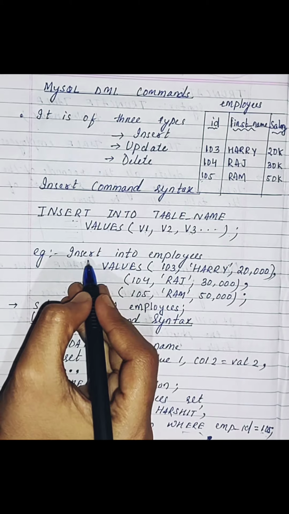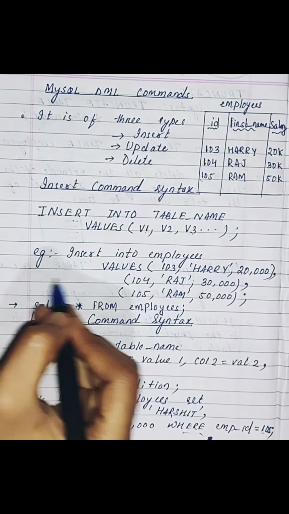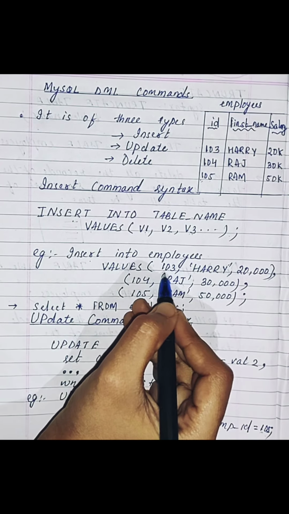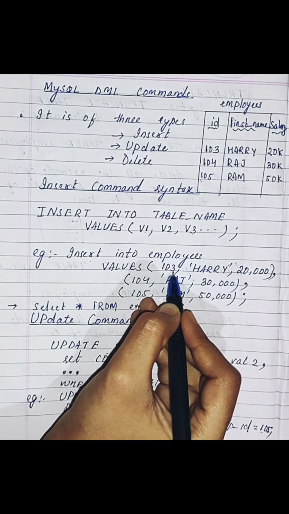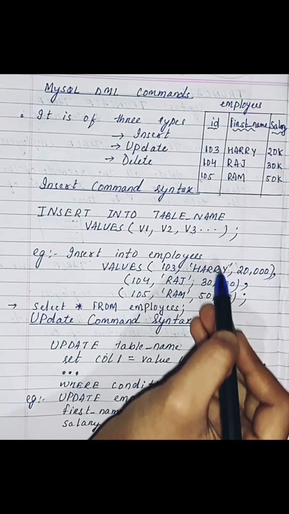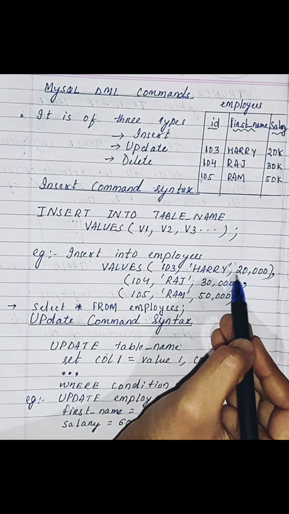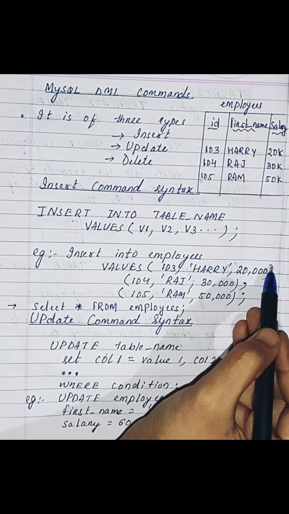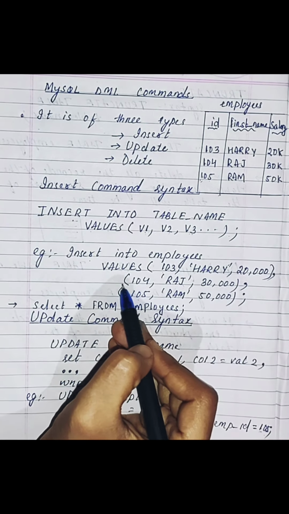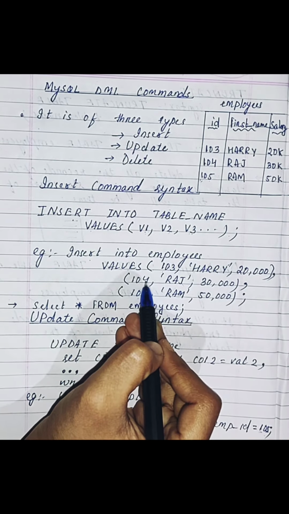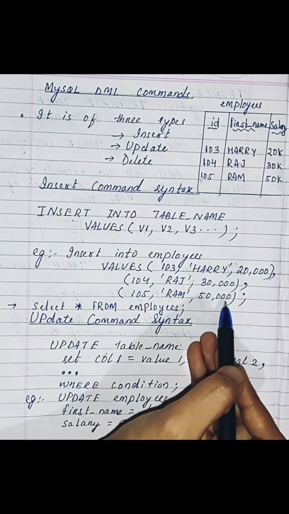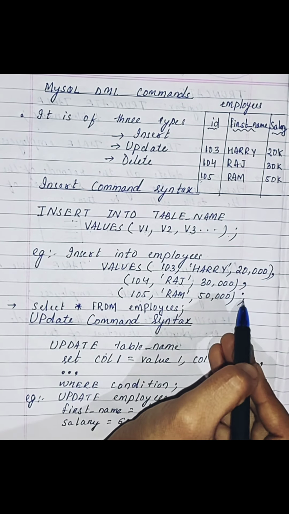Now moving ahead to the example, that is INSERT INTO, here the table name is employees, then VALUES. Our first column is id, and we are inserting the value 103. Then our next column is first name, we are inserting the value Harry. Then the third column is salary, and there I am inserting 20,000. After that, if I want to insert some more values in the table, I will give one comma, then the rest of the values, that is the next ID is 104, then Raj, then 30,000. After that the third row is 105, then Ram and 50,000. Then end with the round bracket, then a semicolon.